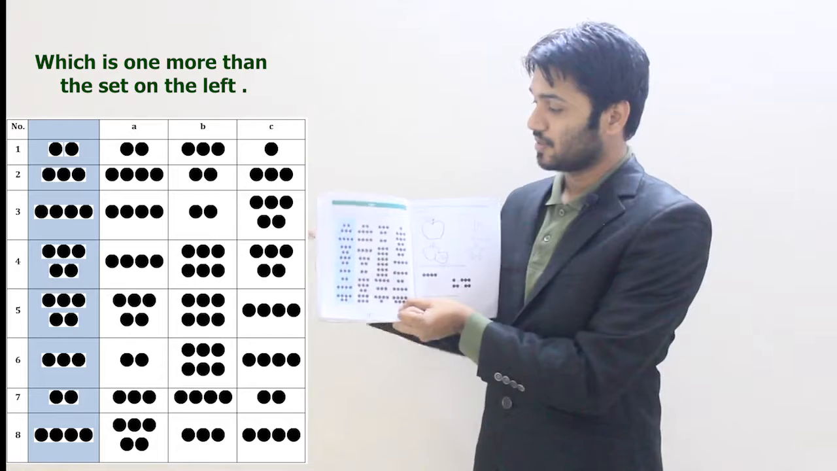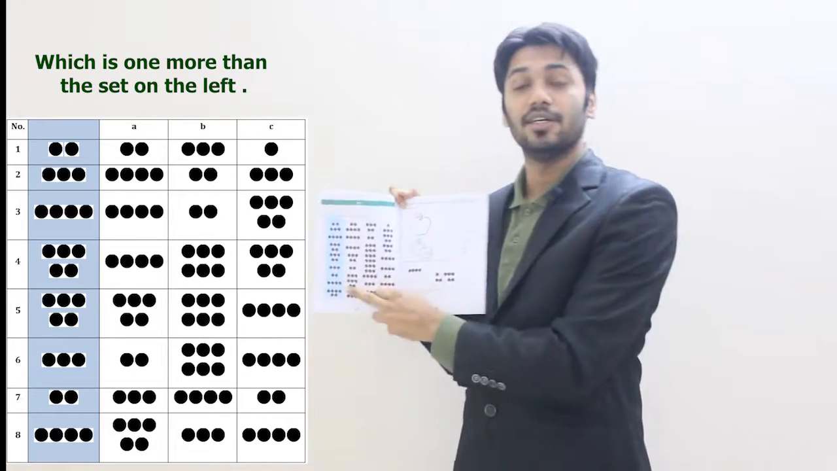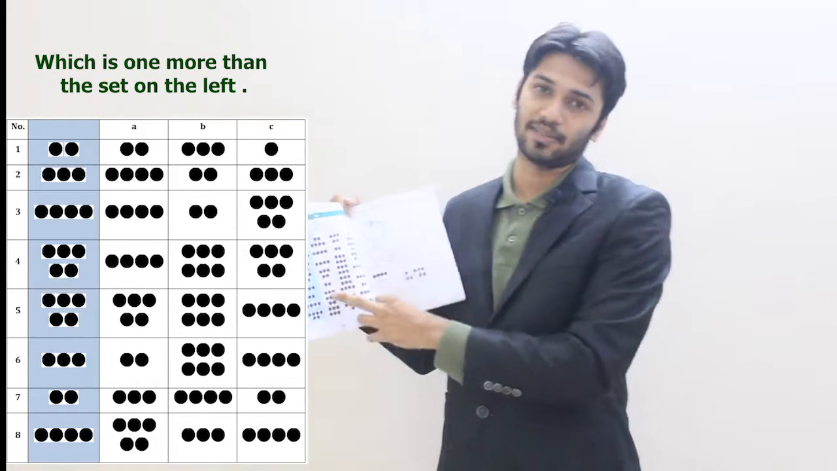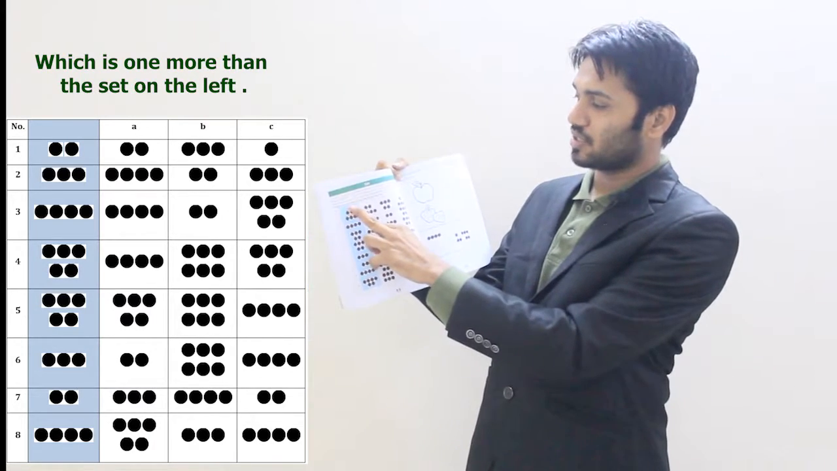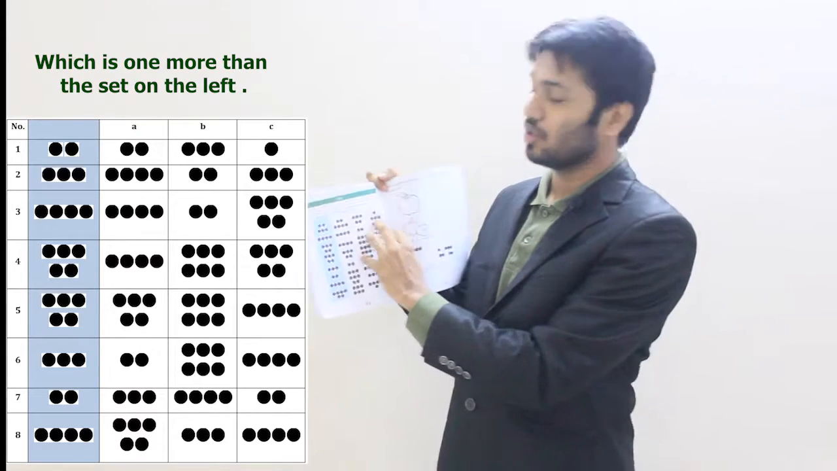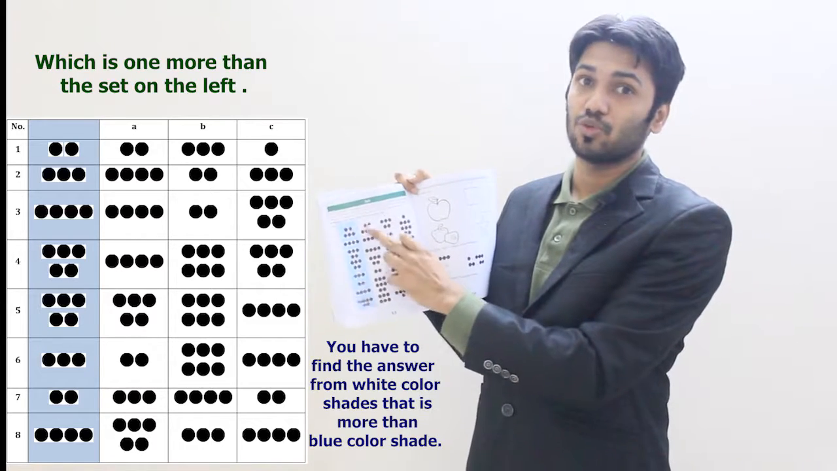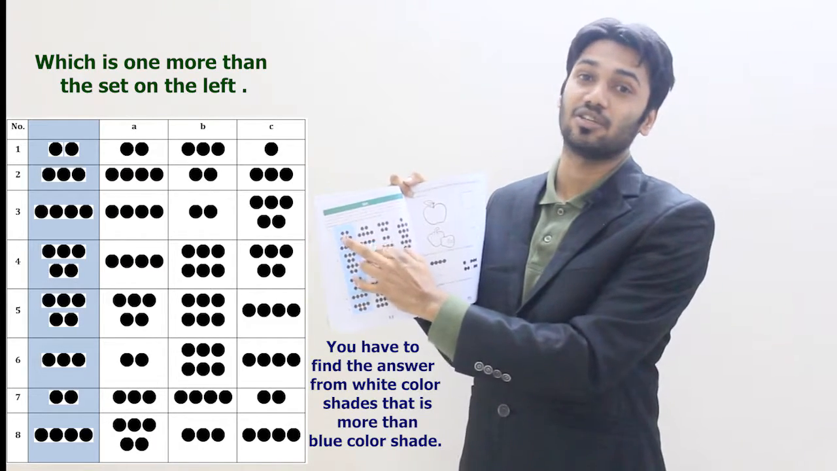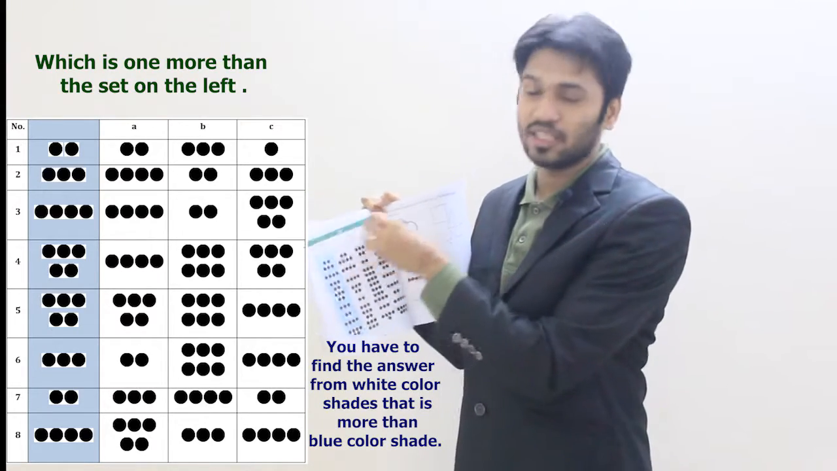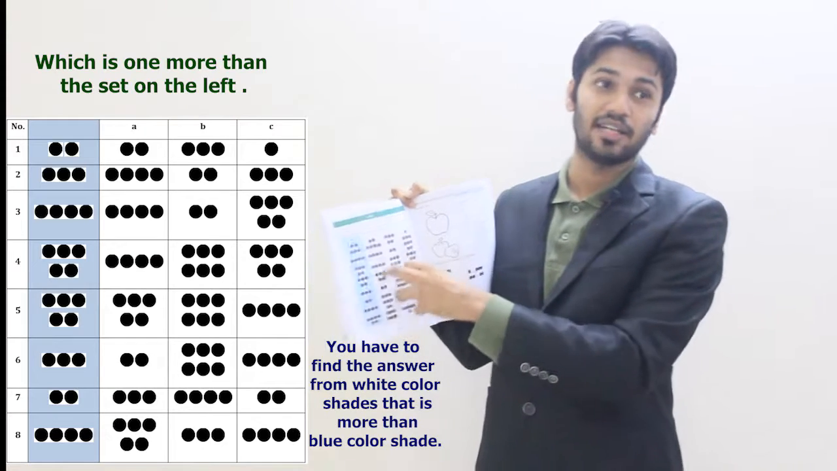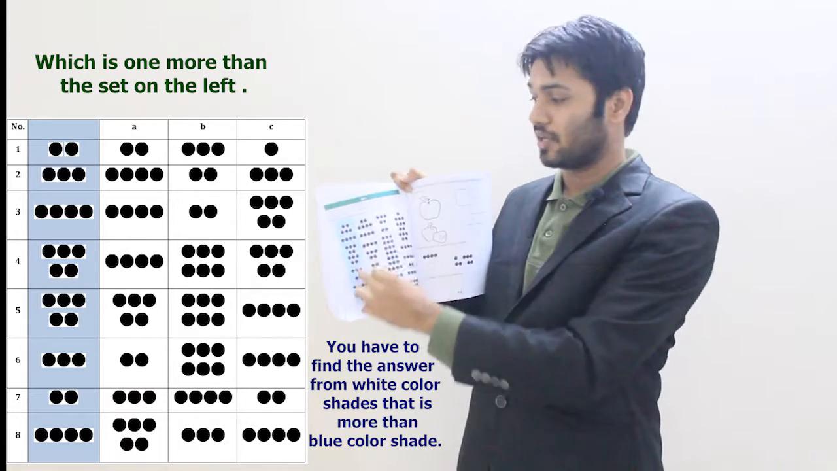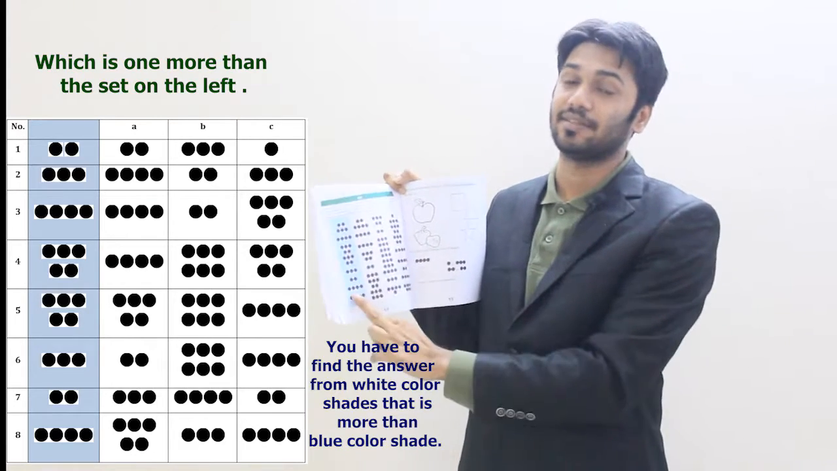Look at this. In this colored shade, it is giving a base set. And now it is asking which is more than the set on the left. So among these 3 options, which one is more than this set? That means this is a set and you need to compare between these 3 other sets and find out the one that is more than the given set here.